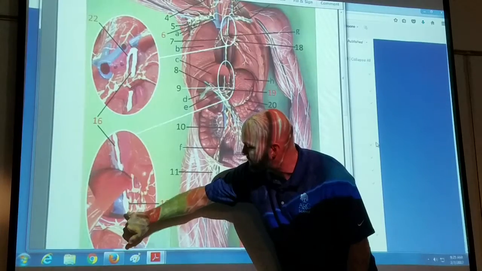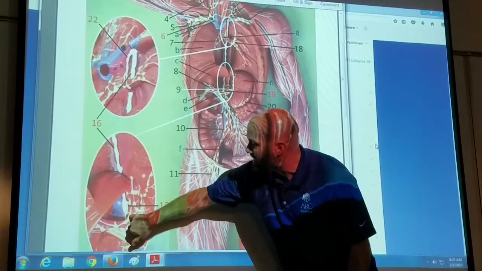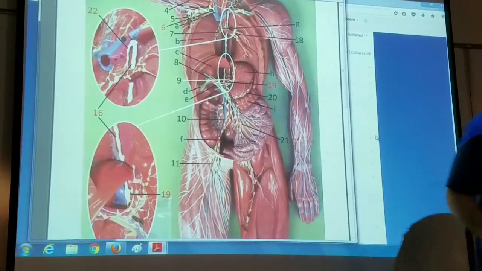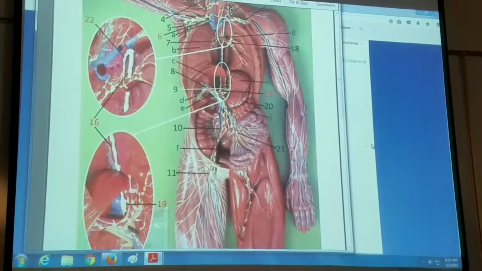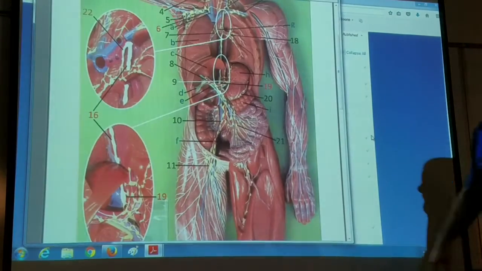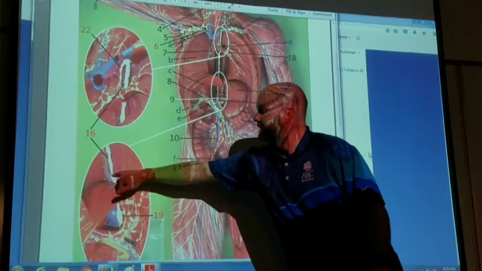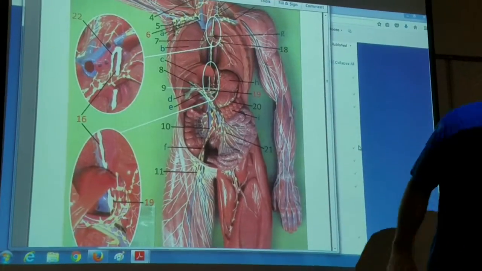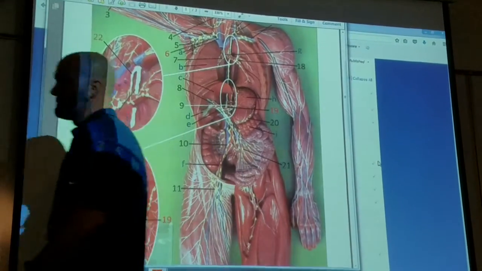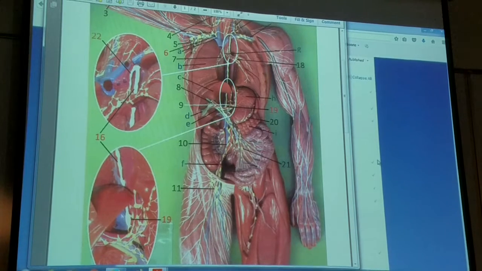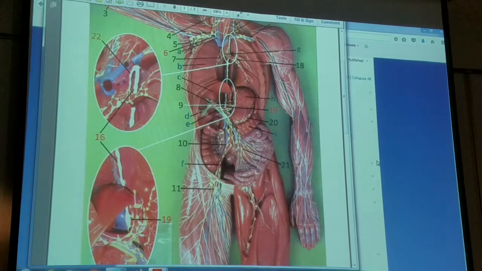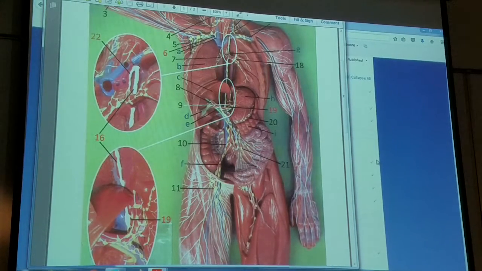Right lumbar almost goes straight down. Left lumbar is coming up at a slight angle. So we can see the 3 trunks at the bottom of the thoracic duct. We can see the sternocleidomastoid. You can follow the thoracic duct all the way up. And then as you start getting closer to the top, it's magnified right there.